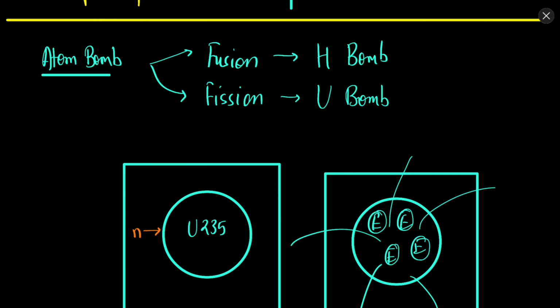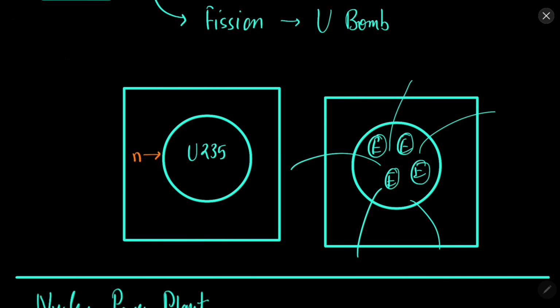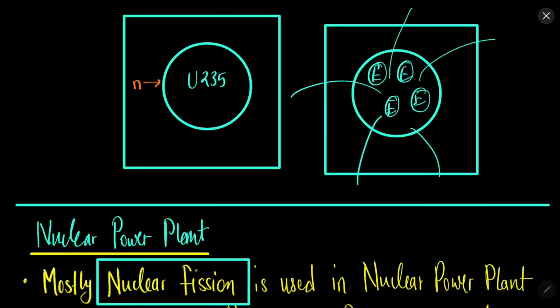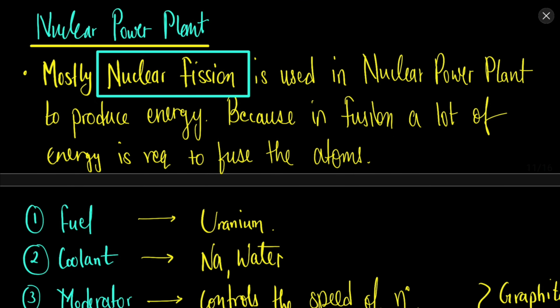So atom bombs are also made up of nuclear fusion or fission process. Hydrogen bombs use fusion and uranium bombs use fission process. So when the neutrons collide with uranium, it explodes and a lot of energy is released. Now what is the nuclear power plant? So apart from atom bombs, nuclear energy has a major use in the form of nuclear power plant. We can produce a lot of energy using the fusion or fission and generate electricity.